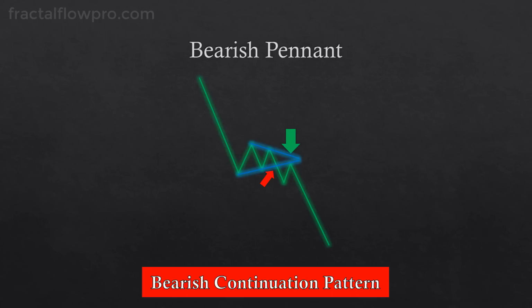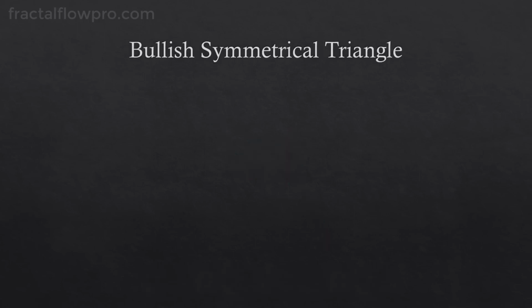Next, we have a slightly more detailed set of continuation patterns, which are the triangles. These patterns can be divided into symmetrical, ascending, and descending, and some of them only have bullish or only bearish variations. Let's begin with the symmetrical triangle. The symmetrical triangle is actually very similar to a pennant. The only real significant difference is that triangles tend to be larger and pennants tend to be quite small. Other than that, they are indeed very similar.